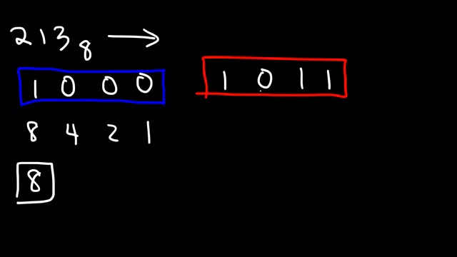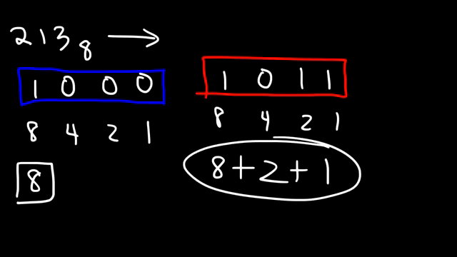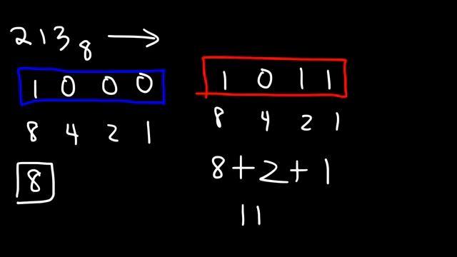Now what about 1, 0, 1, 1 as a binary number? What's the decimal equivalent for that? So let's write the same numbers, 8, 4, 2, 1. So this is going to be 1 times 8, which is 8. 4 times 0 is nothing, so we could ignore that. 1 times 2 is 2. And then 1 times 1 is 1. So we have 8 plus 2 plus 1, which is 11.